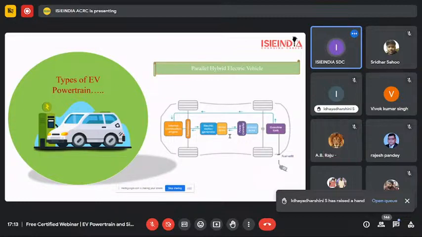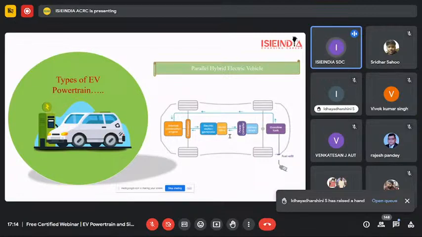So you can see here from the figure, and also in the previous slide when we were talking about the series hybrid electric vehicles, the engine was not connected to the transmission. Here the engine is connected to the transmission, and through the transmission, the electric motor as well as the generator, the motor drive, the power converter, and the battery pack are connected.